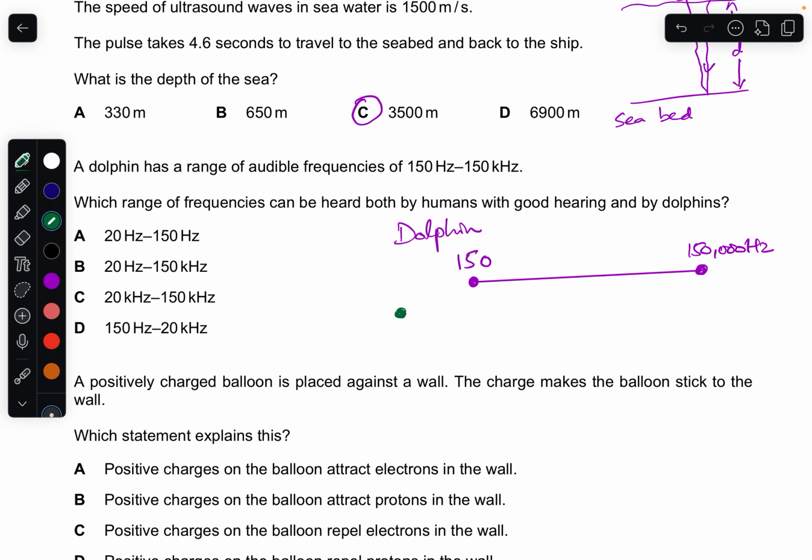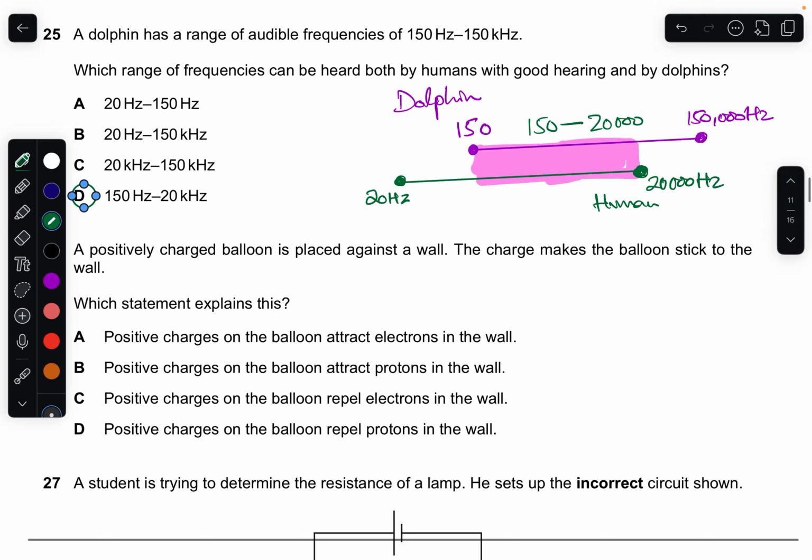Sorry, it's from 20 to 20,000 hertz. You can draw it like this. 20,000 is less than 150,000, right? This is for the humans. So what we can both hear is the range in this region. And what is this region? It is from 150 to 20,000. So option D, that is correct. Moving forward to the next question.